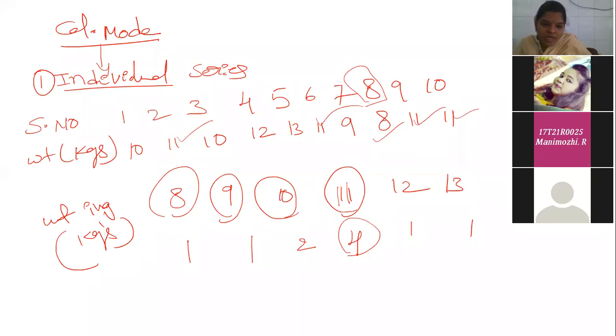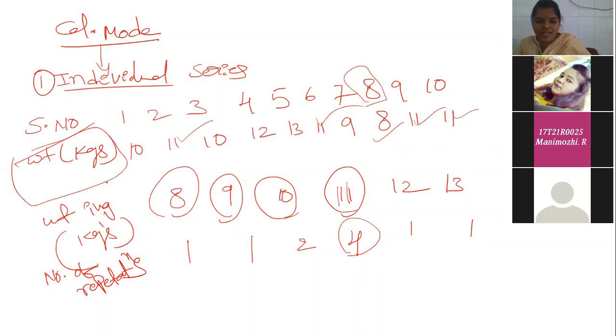Then take down the number of repetitions in the second column. Here we are concentrating only on the weight in kgs, so take weight in kgs as the first column and the number of repetitions as the second. Here 11 occurs the maximum number of times. The modal value is 11. Just write down the conclusion: 11 occurs the maximum number of times, the modal value is 11.